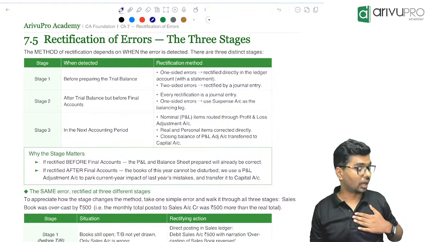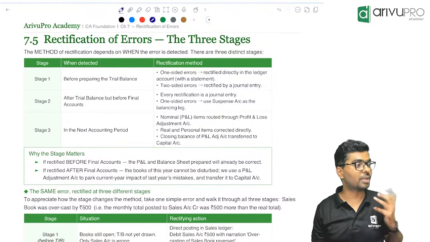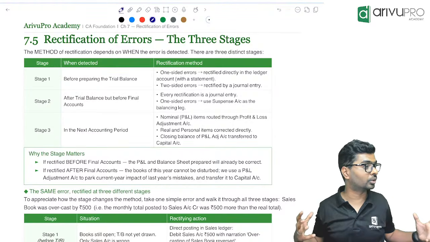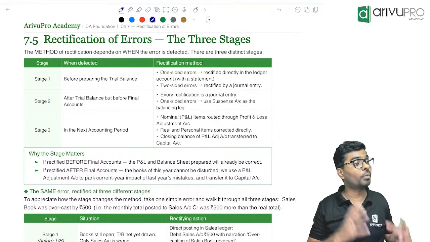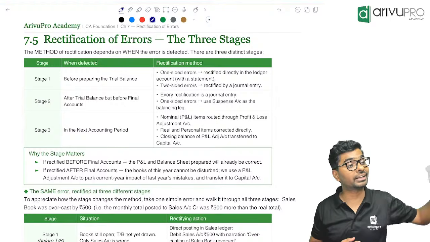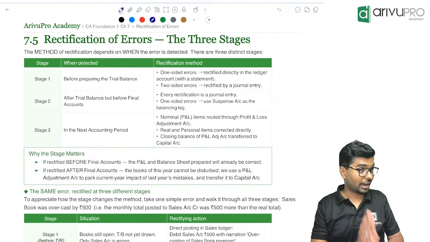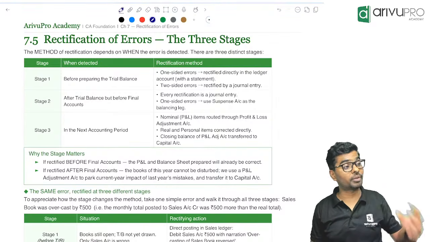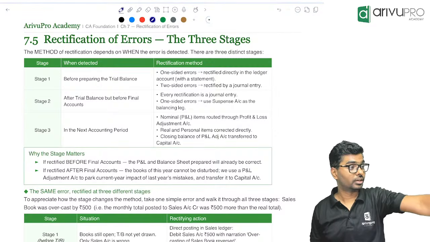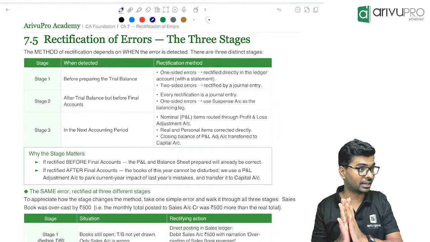Clear? Now, what are errors at the trial balance? I did the trial balance. The trial balance did not tally. I got freaked out. I wanted to check where it is going wrong. Then I go back and check wherever the errors are and then correct them. That is what? After trial balance. I prepared the trial balance. The trial balance was not matching. Full headache. I went back, checked, corrected. That is what? After trial balance.